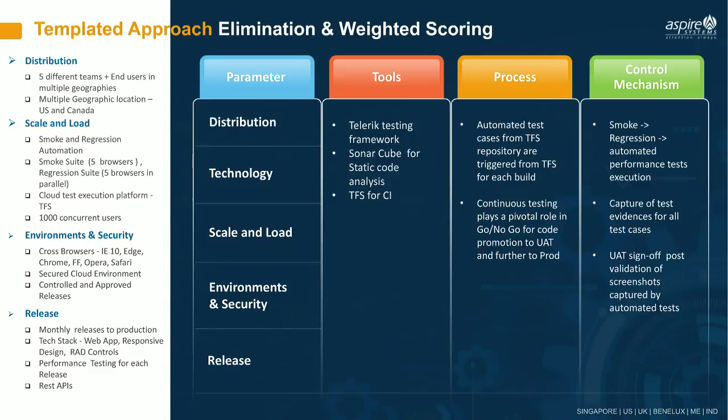So again, here we had a good distribution of teams working across geographies, expecting at least a 1,000 concurrent user base. And in addition to the critical functional testing aspects, assessing the performance aspects became another critical factor. So here is where the solution kit of the Telerik testing framework, TFS for continuous integration, JMeter for performance testing, and SonarQube for static automation code review analysis helped us to a great extent.